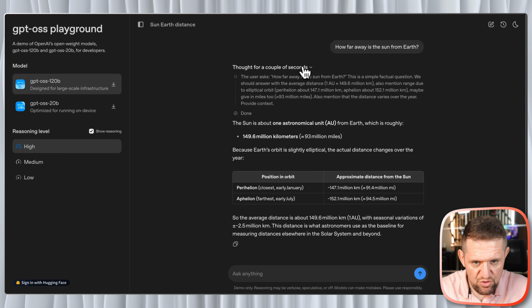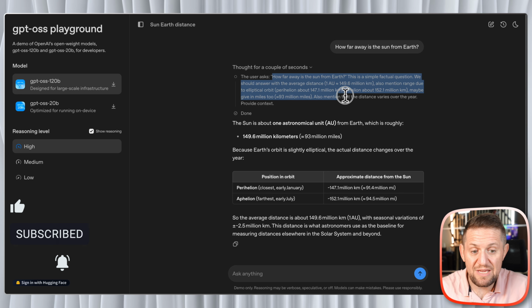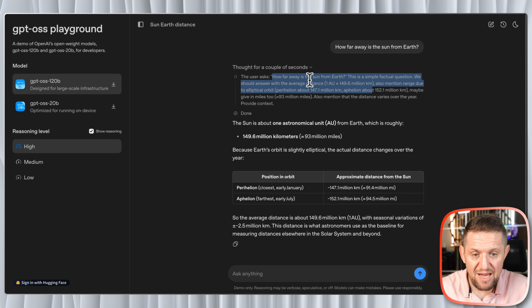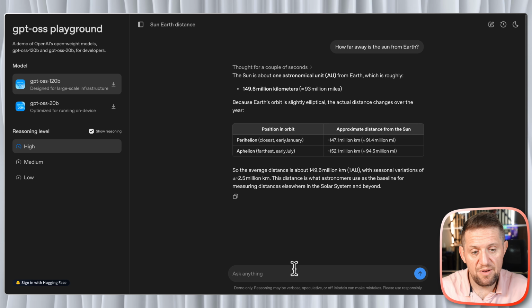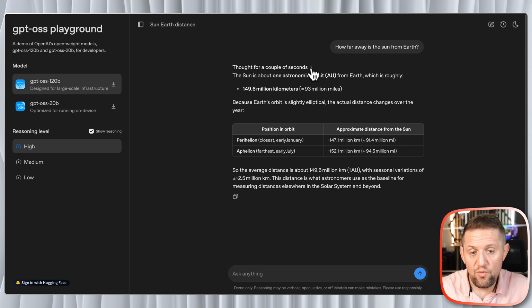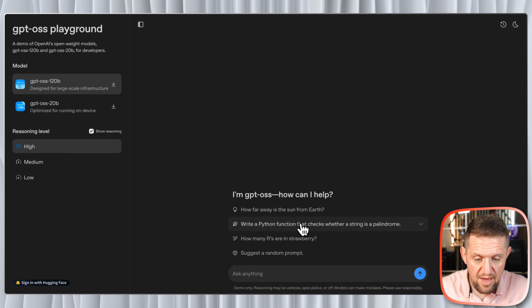You can see how far away is the sun. This is a simple factual question. We should answer it with an average distance. So you can see how the model is thinking. You can expose it or remove it. And again, if you're building your system, remember, OpenAI doesn't allow that you, for your users, show the chain of thought. So let's try something with Python coding.